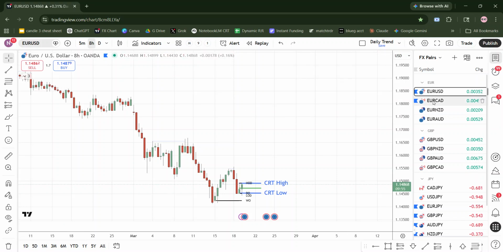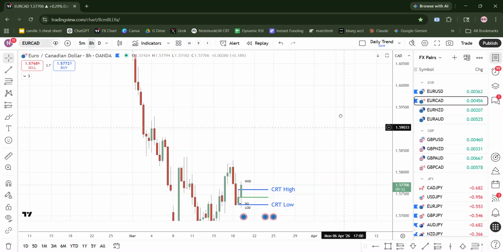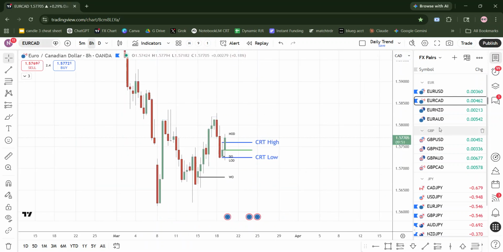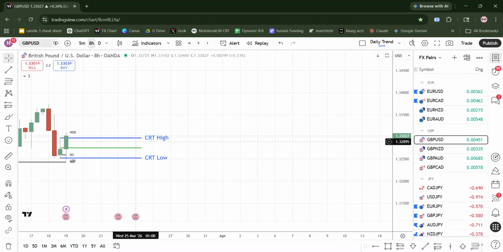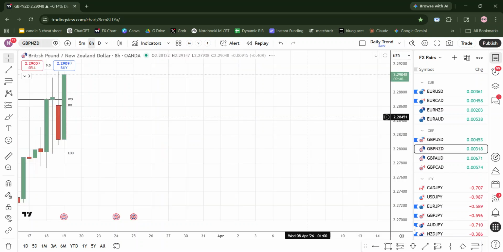Okay, so I got a long bias on that one. EuroCAD, same deal. Long bias. Euro New Zealand, Euro Aussie didn't have anything. Pound dollar, same deal. Long bias on that. So I'll mark that. Euro New Zealand.